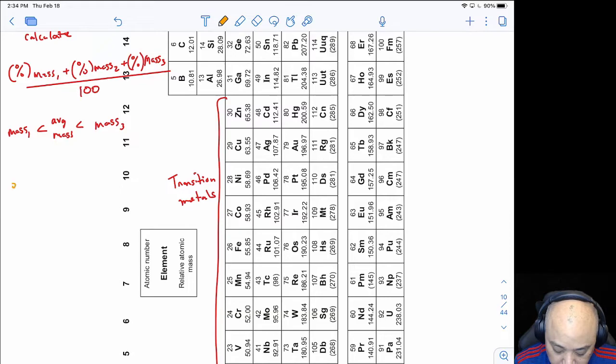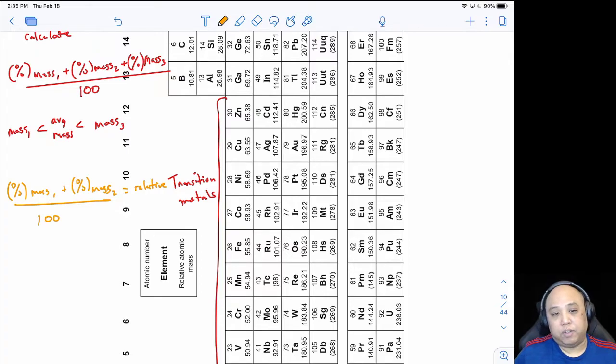Other times, you might have this. They give you an element, they tell you, I have two isotopes of that element. Using the periodic table, what's the percentage abundance of each of them? For example, gallium is 69.72, and let's say there was a 69 gallium and a 70 gallium. Well, what's the percent abundance of each one?